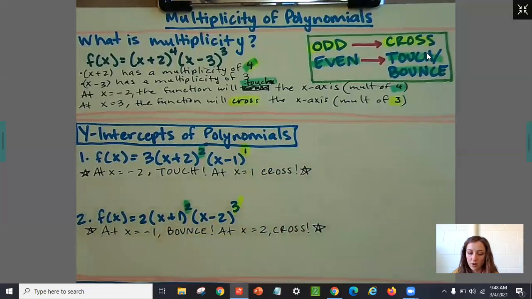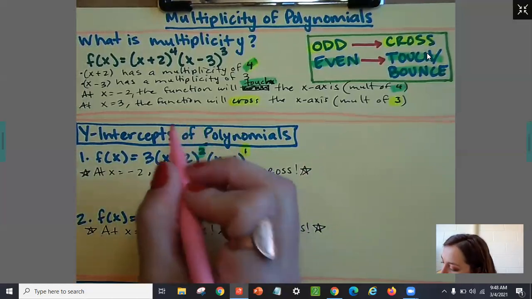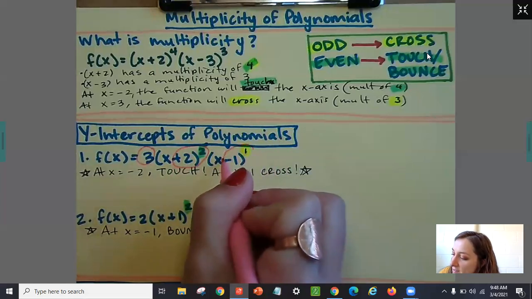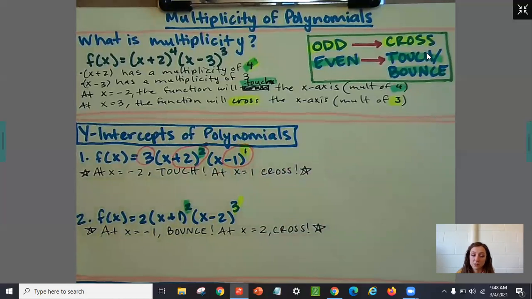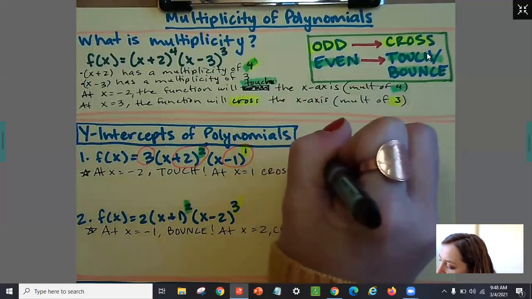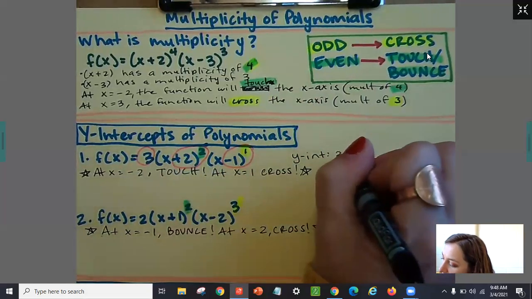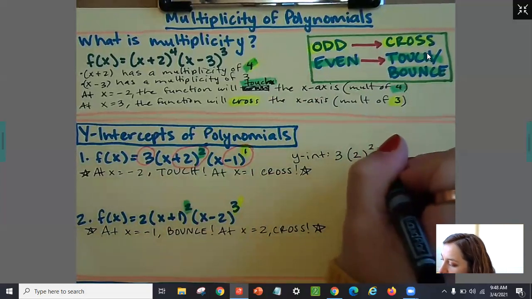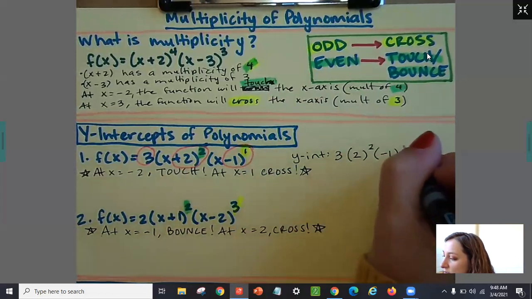Okay, so now let's move on to our y-intercepts. All that we're going to do for our y-intercepts is take every single number that we see with its exponent up there, and multiply it all together. So here I see a 3. I also see a plus 2 squared, and I see a minus 1 to the first power. So what I'm going to do is rewrite this, and the y-intercept is going to be 3 times positive 2 squared times -1 to the first.